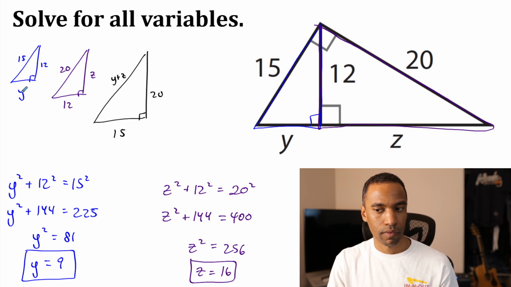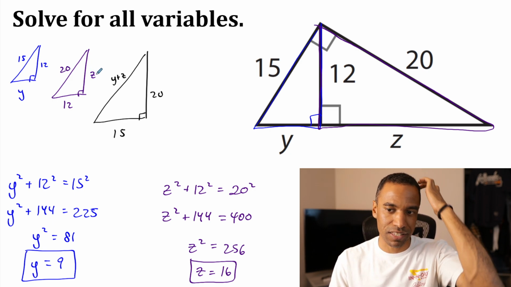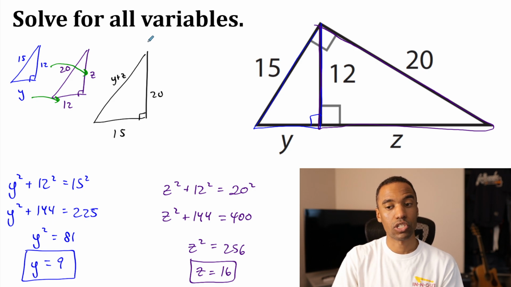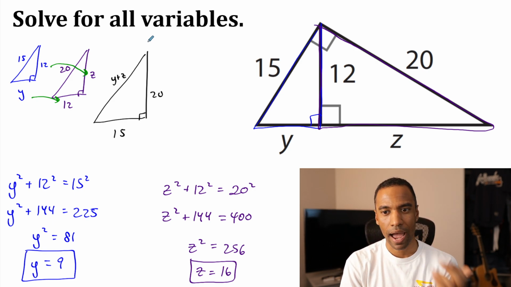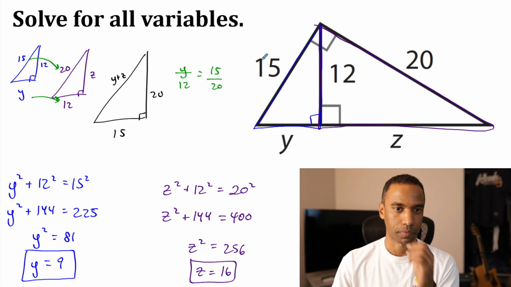I want to solve for y. So I want to write a proportion involving y and y only. I don't want to accidentally get z in it. I don't want to say something like y is to 12 as 12 is to z, which is correct. It just doesn't help me solve because that has two variables. So I'd rather use something that has just y in it, like y is to 12 as 15 is to 20. The short leg in the small is to the short leg in the medium as the hypotenuse in the small is to the hypotenuse in the medium. That should work out right there.